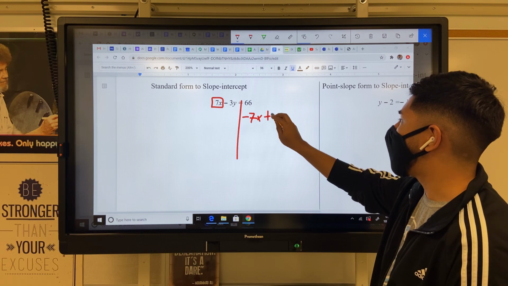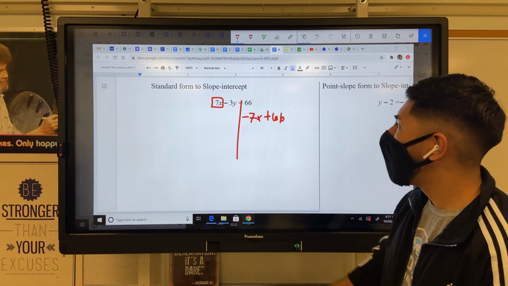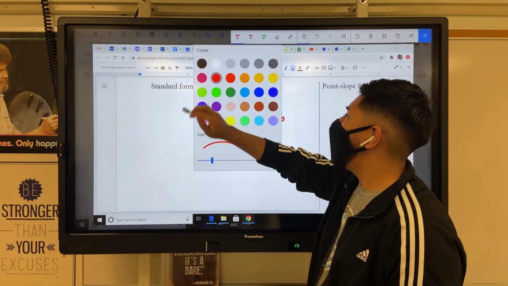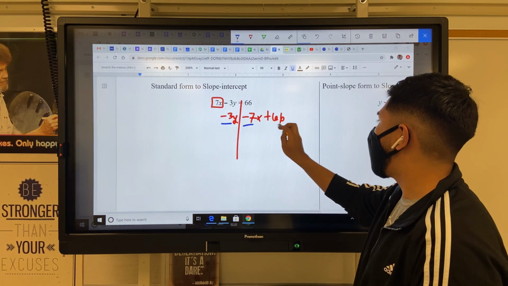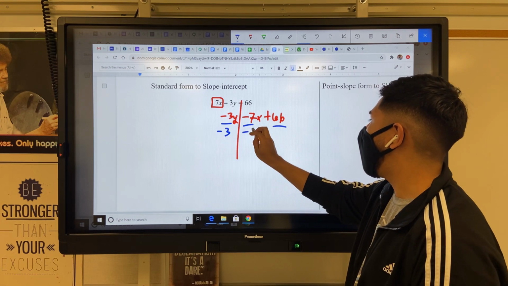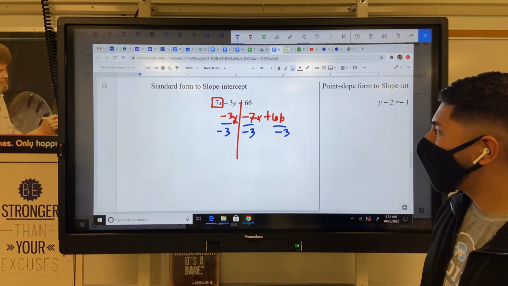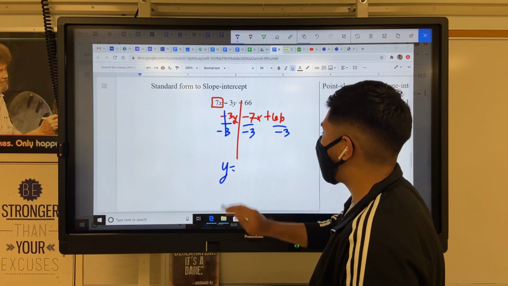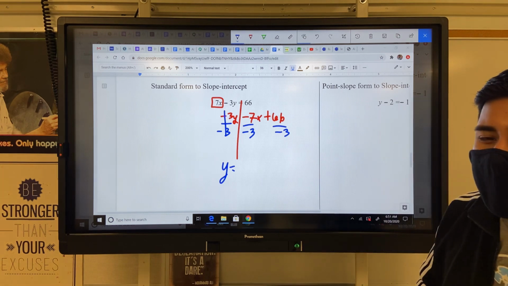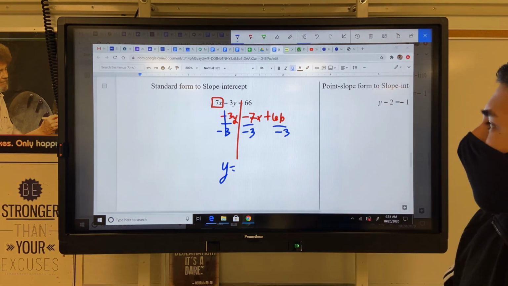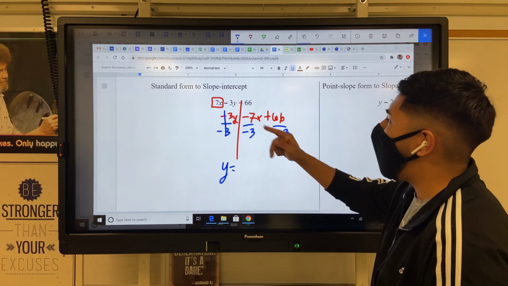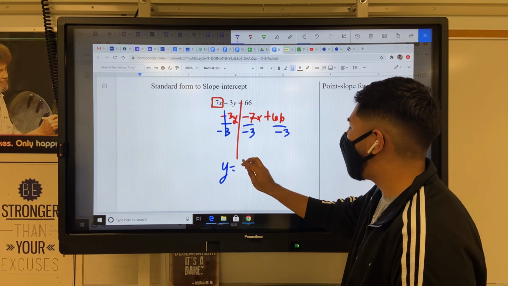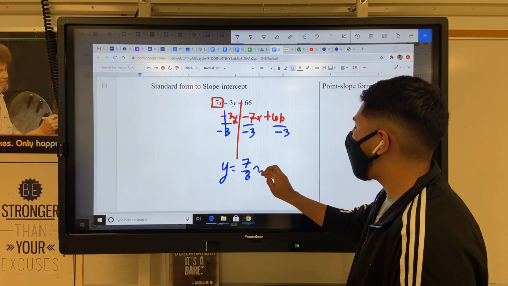Bring down the plus 66 because it's positive. There's a negative 3. Bring down the negative 3. And we divide. Divide, divide, divide. Negative 3, negative 3, negative 3. Negative 3 divided by negative 3 cancels. So that gives me my y equals, which is what I want. You should already have calculators. Make sure you do a fraction. Divide negative 7 divided by negative 3. That turns into a positive 7 over 3 x.